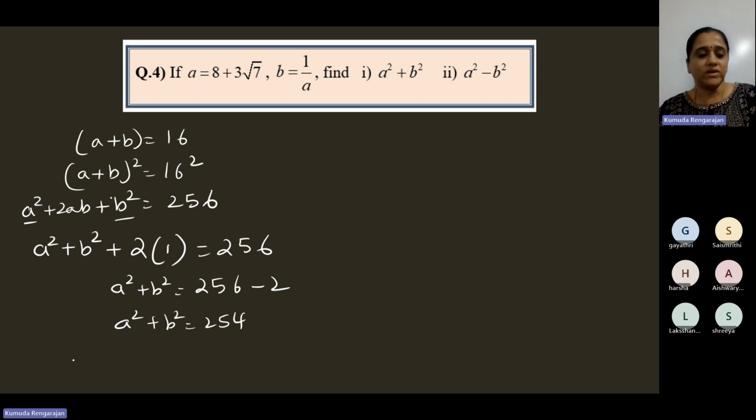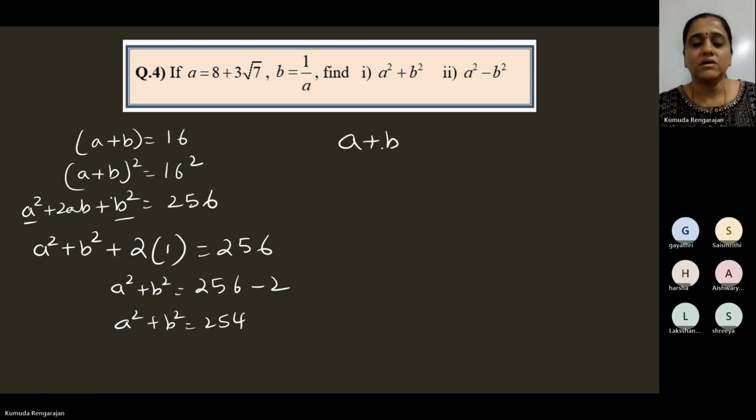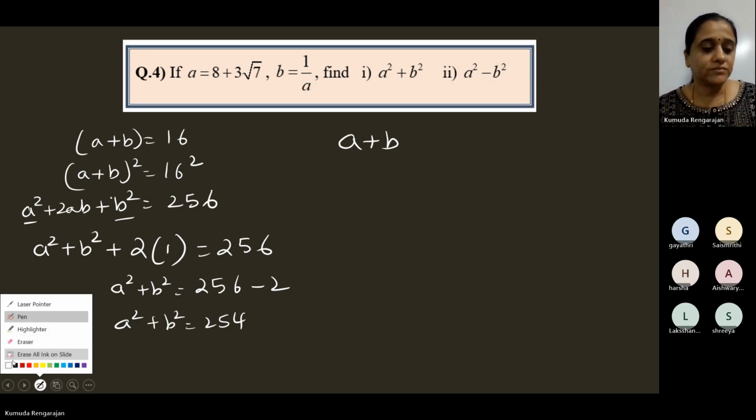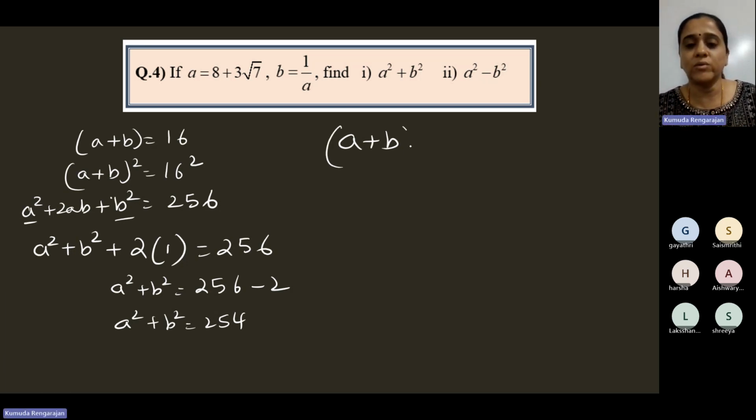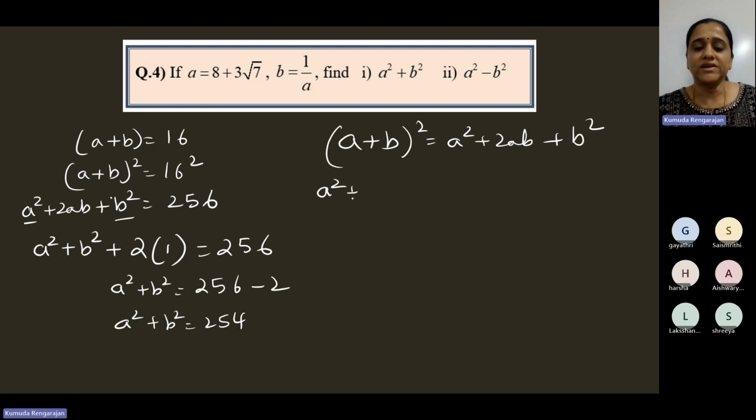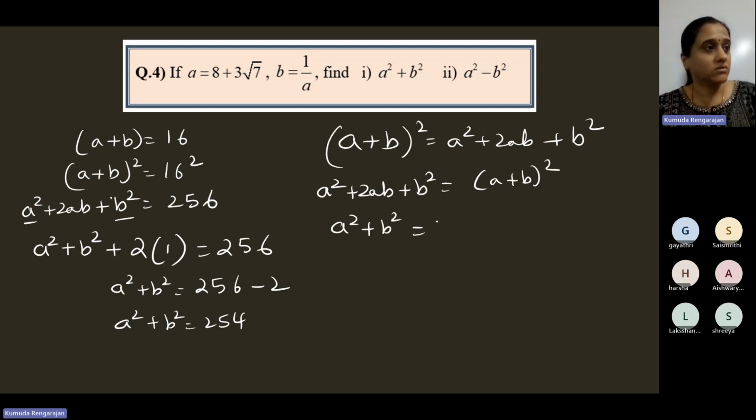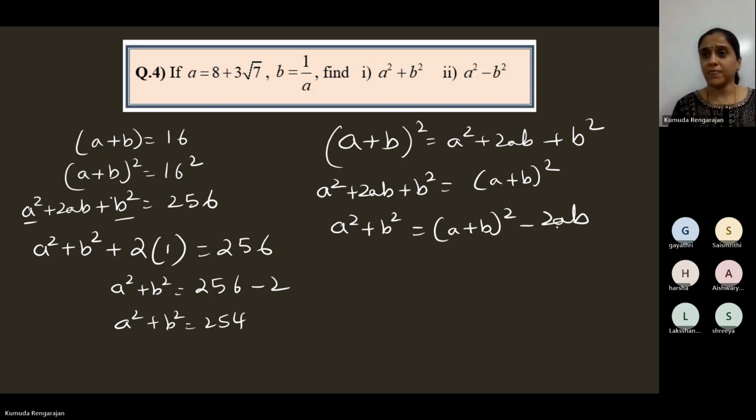Now I'll tell you what I've done here. You can also use the identity. What is A plus B the whole square? It's A square plus 2AB plus B square, right? I'll just write it this way. A square plus 2AB plus B square is equal to A plus B the whole square. Now, A square plus B square is equal to A plus B the whole square minus 2AB. This is right.